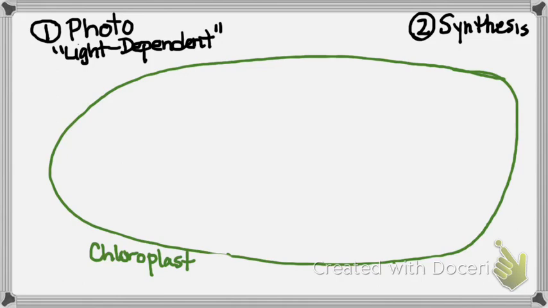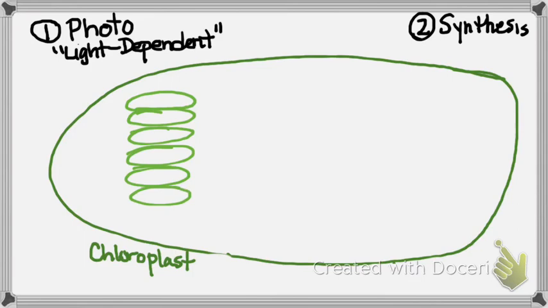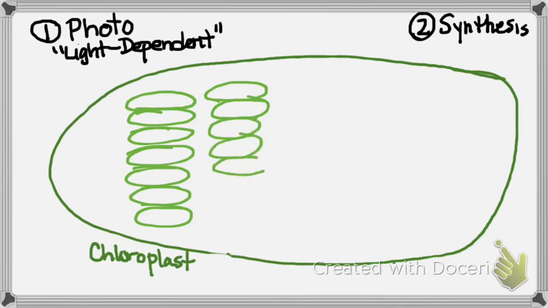So the first thing I want to do is make you aware of the structure of a chloroplast. Okay, so we know that it's kind of an oval shape, and inside of it there are stacks of things that look like little cookies. So if you'll draw those. We're going to draw a couple of these, a couple of stacks. You can also use a green to do that.